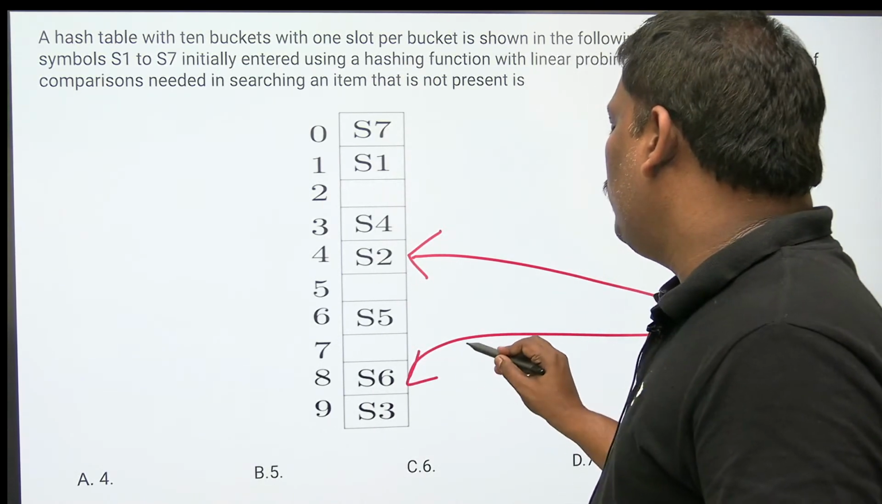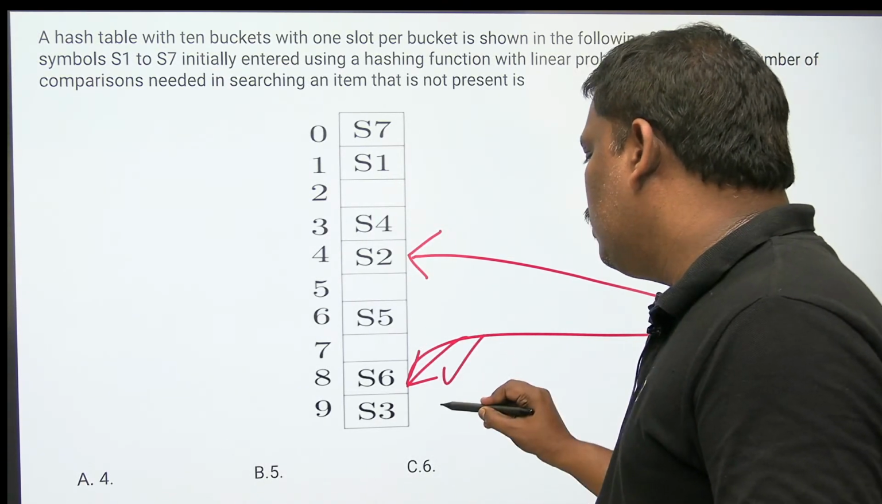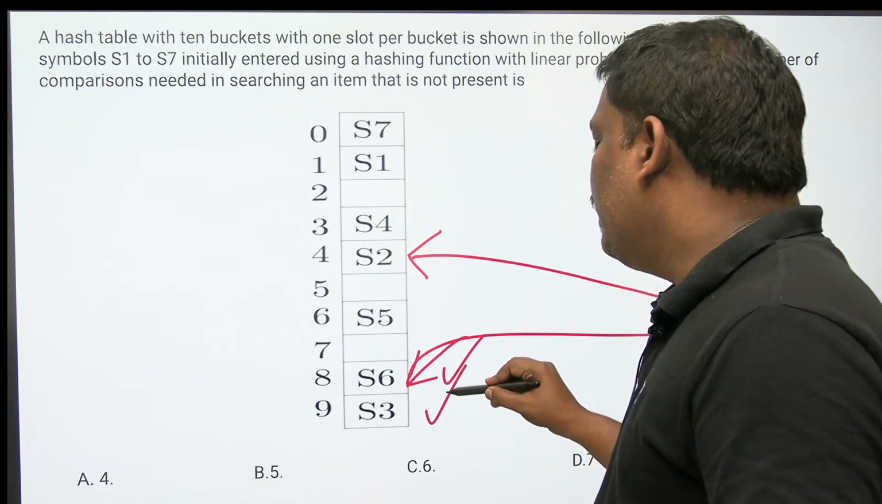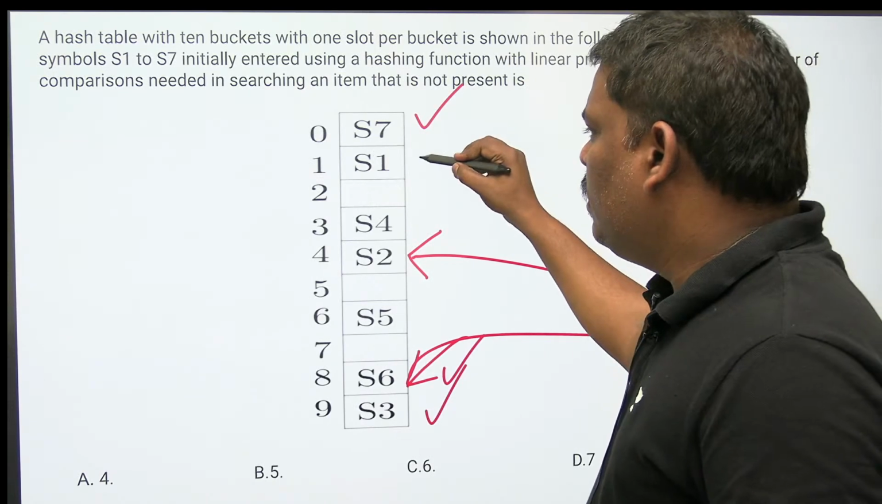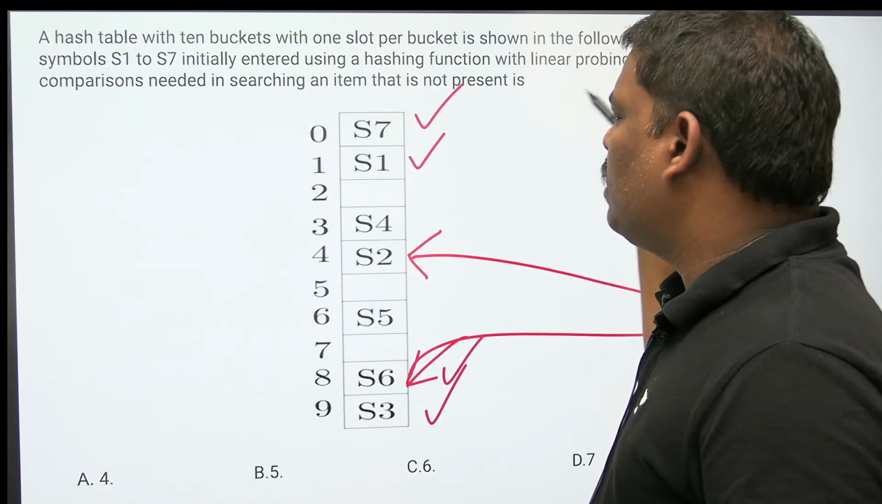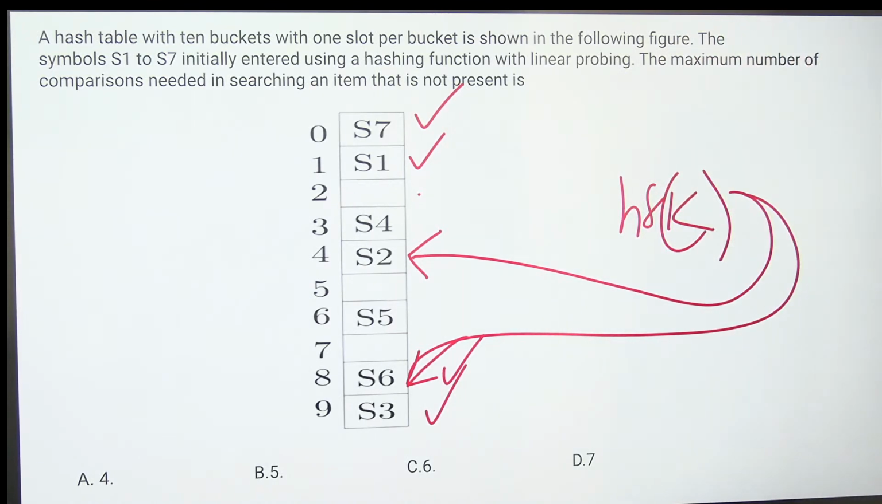worst case is you will go here. It is not matching. Linear probing, you will go to the next one. It is also not matching. Linear probing, you go to the next one. It is also not matching. Linear probing, you go to the next one. It is also not matching. You will come here. So I think the worst case comparisons are, as of now, 5.